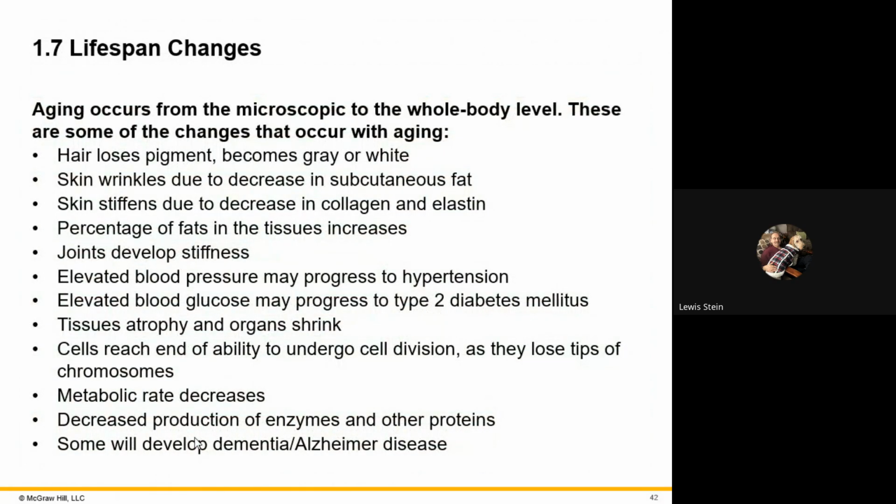I don't like this part of the unit, so we're going to skip it. I generally do the aging part at the end. But look through this, because it's absolutely true.